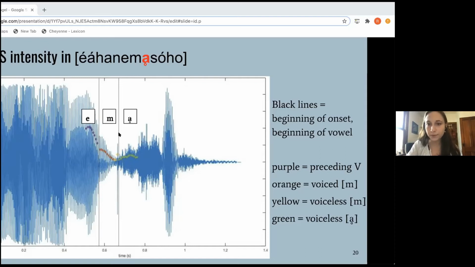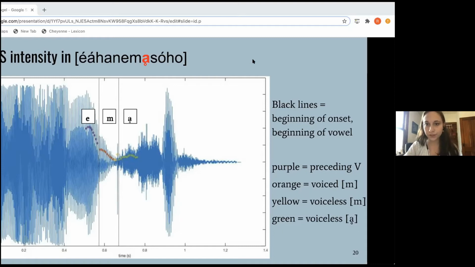So starting with some observations about voicing, you can see here that the voiced interval of the M onset spans most of the consonant. That is, most of the space between the 2 vertical lines is orange. Then voicing stops right before the end of the onset, and there's a very short portion of yellow. That indicates the short interval of voicelessness.